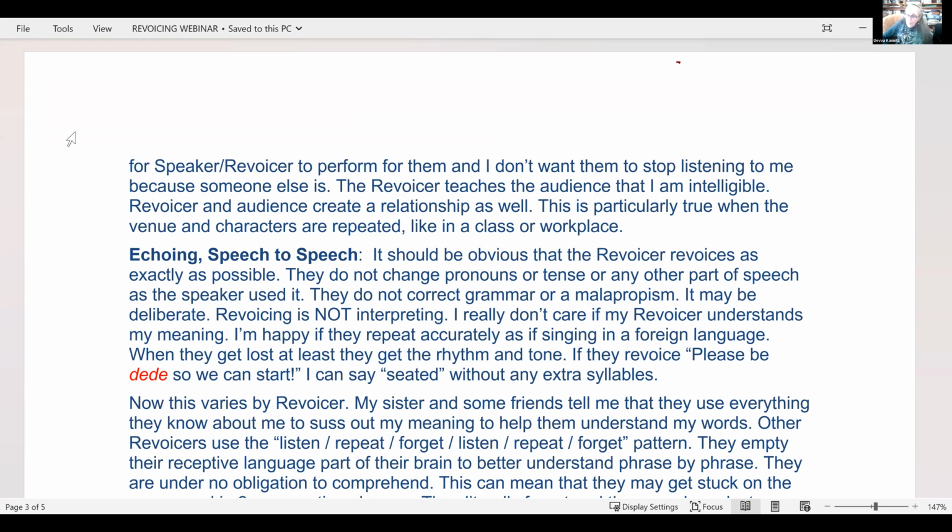I really don't care if my revoicer understands my meaning. I'm happy if they repeat it accurately, as if singing in a foreign language. When they get lost, at least they get the rhythm and tone. If they revoice, "please be seated so we can start," I can say seated without any extra syllables.